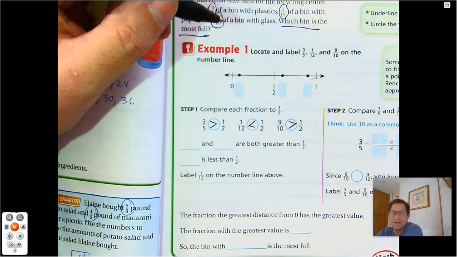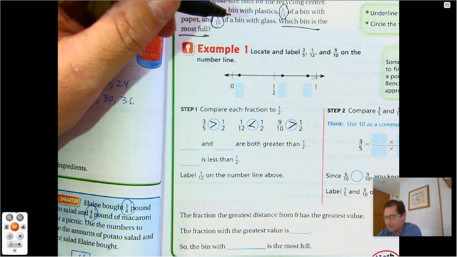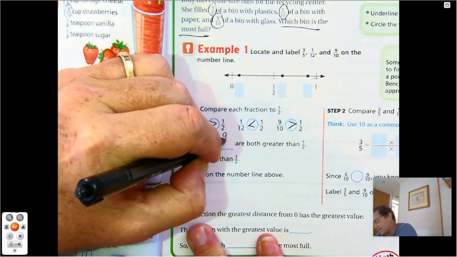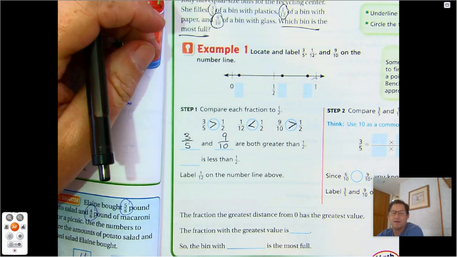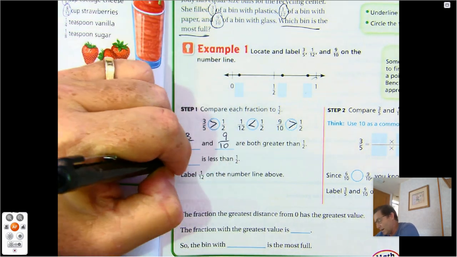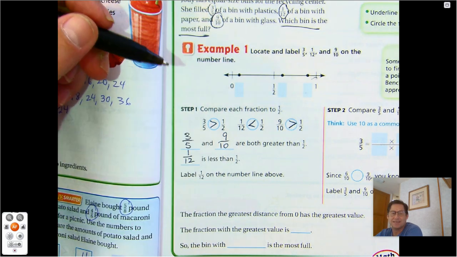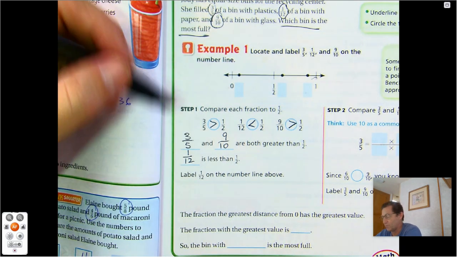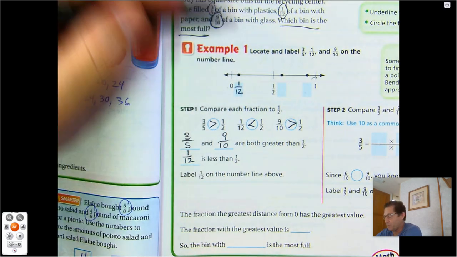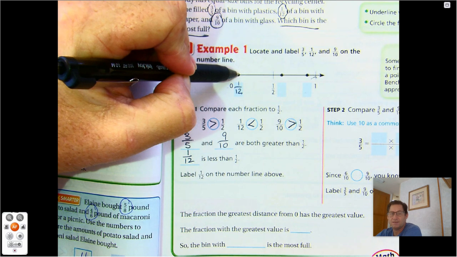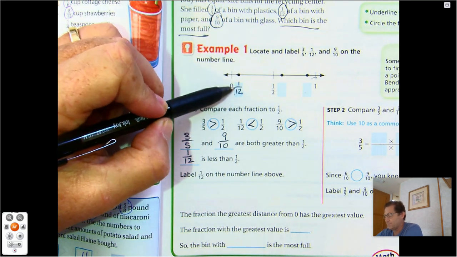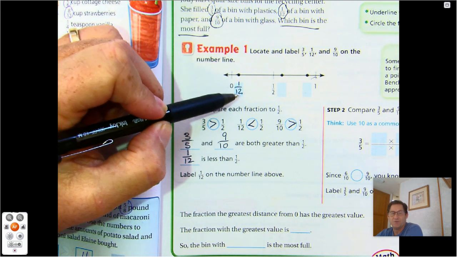All right, so blank and blank are both greater than 1/2. Okay, so 3/5 and 9/10 are both greater than 1/2. 1/12 is less than 1/2. So we can label 1/12 on the number line. Okay, remember you put the dot right on the line, and this is the distance that's being shown on the number line, 1/12.